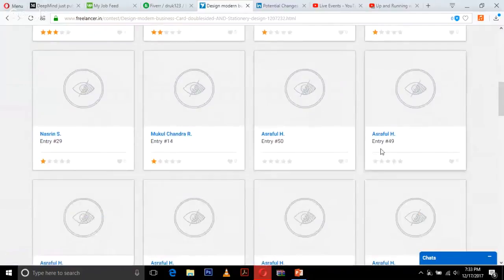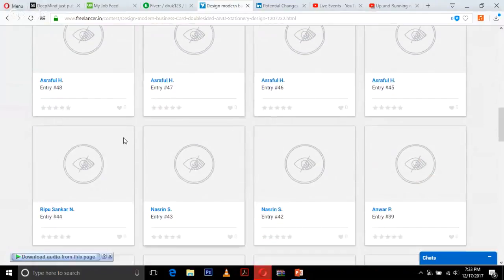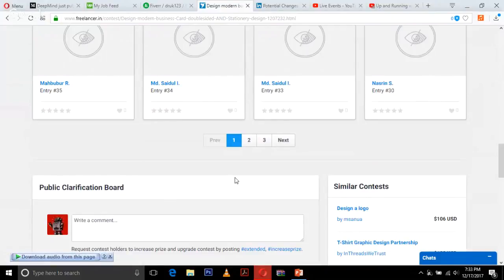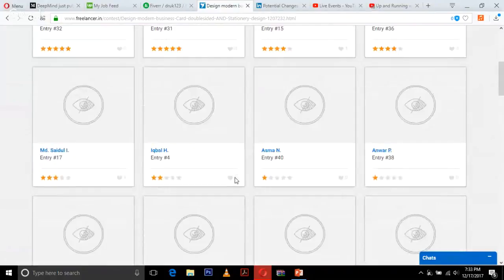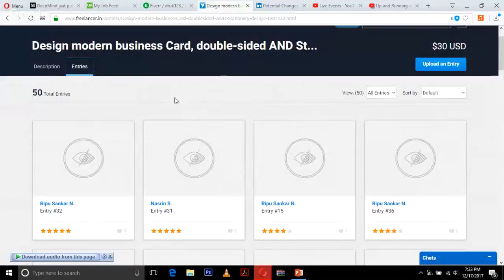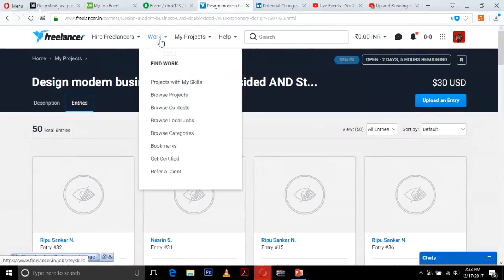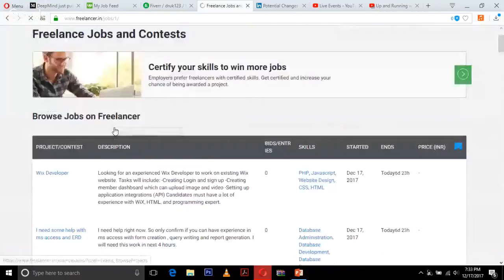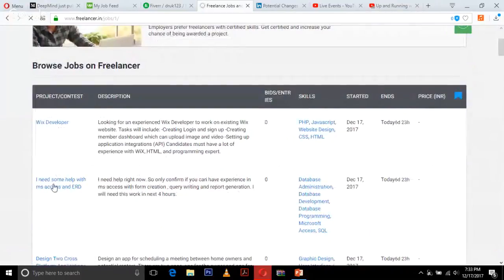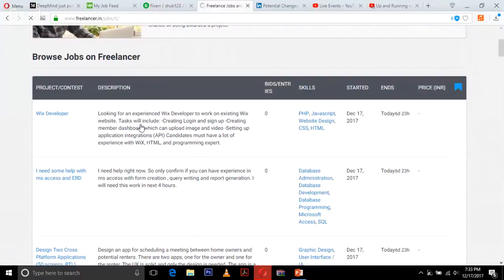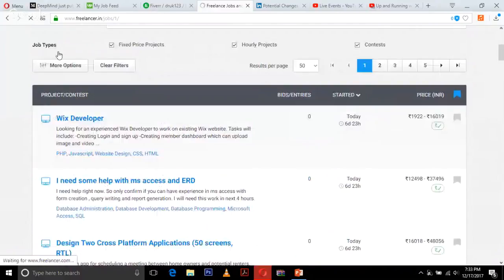These guys are some freelancers who have submitted certain ideas. I think the number of entries here is around 100 or something. Okay, 50, sorry. So this is what a contest is. Then you go for projects. What projects are like, they go through the same process, you will be competing with freelancers, but you don't have to work over here.